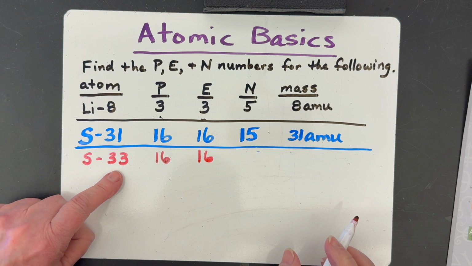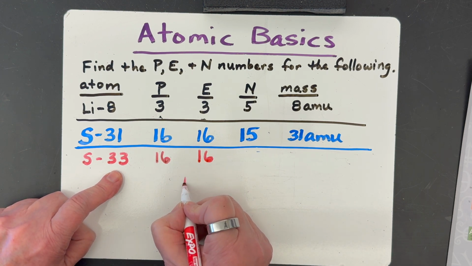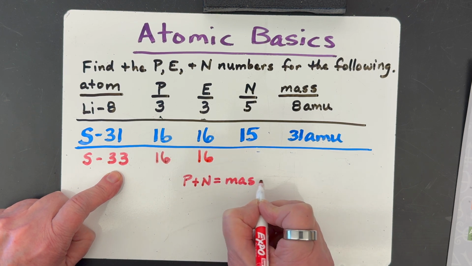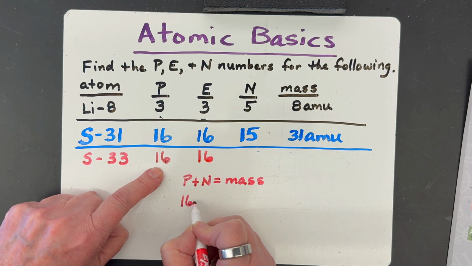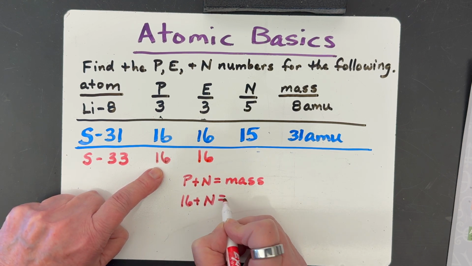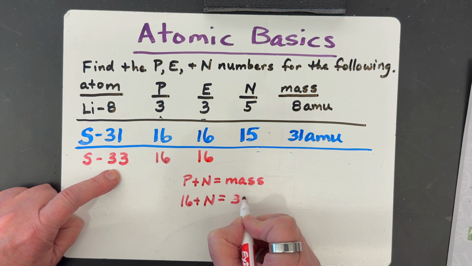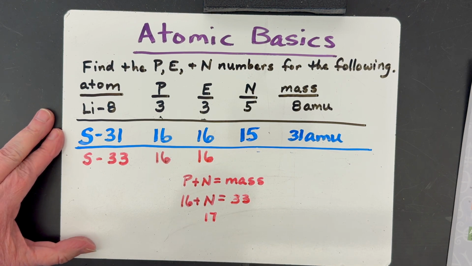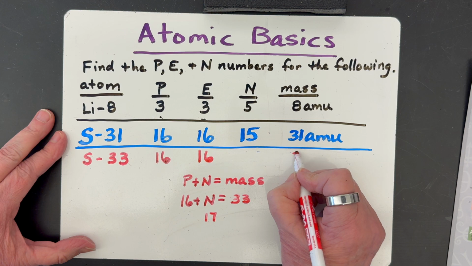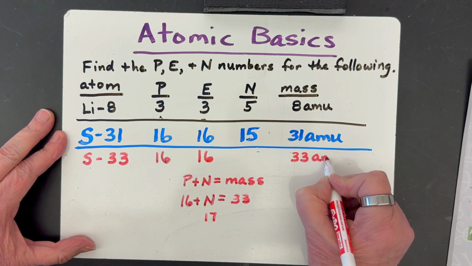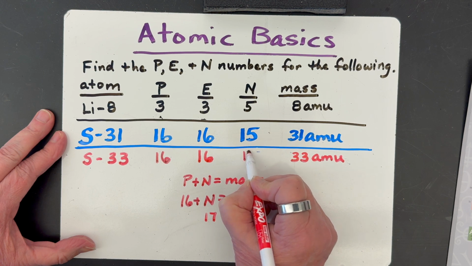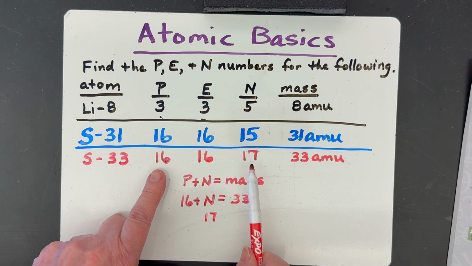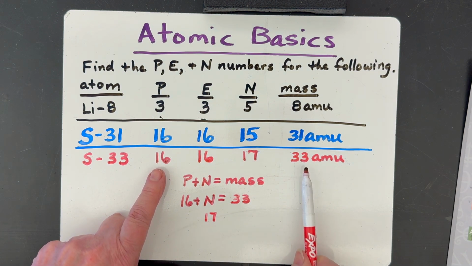And to find our number of neutrons, remember, protons plus neutrons equals mass. Protons is 16. We're finding neutrons, and our mass is 33. So 16 plus 17 equals 33. When we were given this, we could have immediately said our mass is 33. And our number of neutrons is going to be 17, because protons plus neutrons equals the mass.